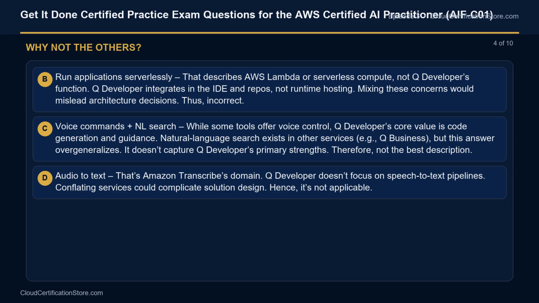Why not option B? Run applications serverlessly. That describes AWS Lambda or serverless compute, not Q Developer's function. Q Developer integrates in the IDE and repos, not runtime hosting. Mixing these concerns would mislead architecture decisions. Thus, incorrect.